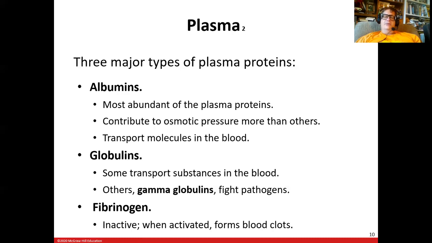Fibrinogen, I mentioned that one before. If you see "ogen" on the end of a name, that means it is the inactive form that can be converted to an active form. So fibrinogen is the stuff that, if we need a blood clot, will turn into fibrin.